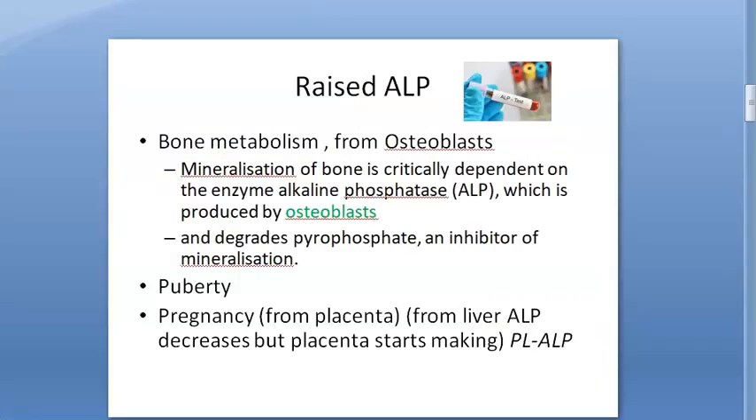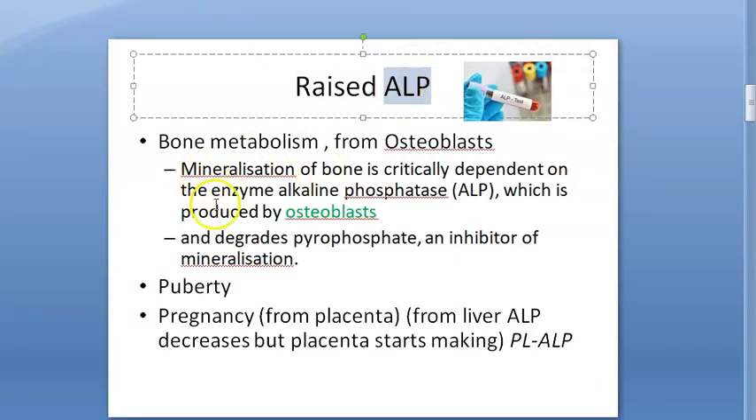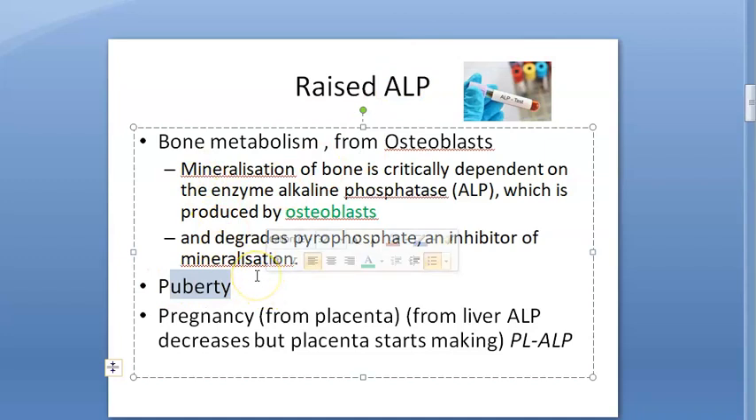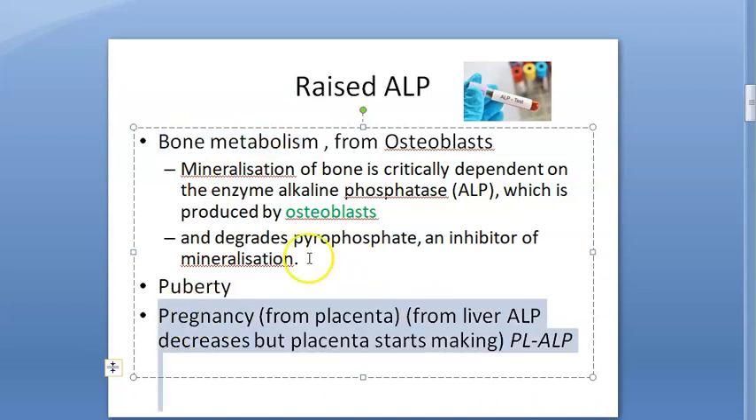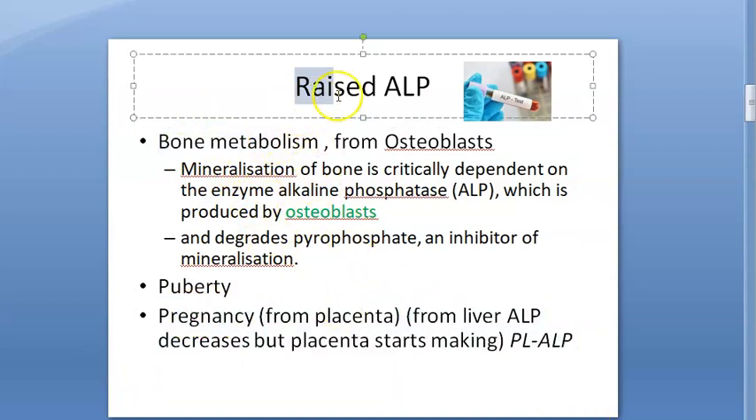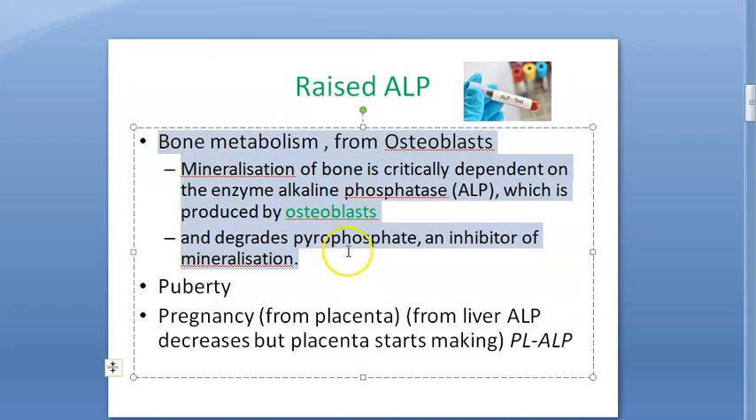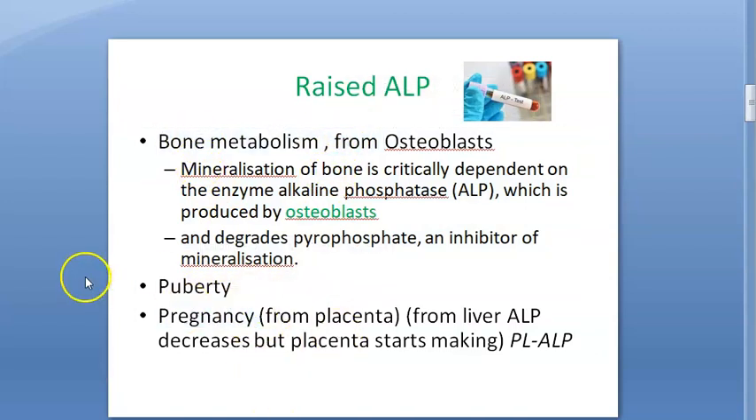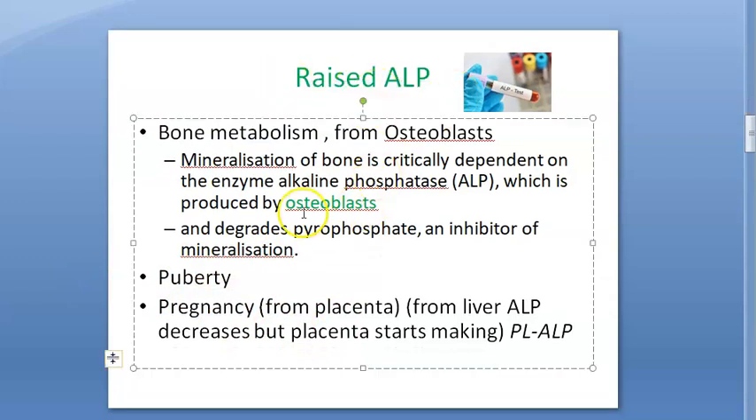This ALP can be raised in puberty, because there is more bone metabolism. Then in pregnancy also it can be more. These are the good things you should know, where it is raised: puberty, with bone metabolism, you will have more ALP, and in pregnancy also. This sounds nice, right? There is mineralization of bone, and all that we like. So most of this is green. Puberty, pregnancy, all seem very nice.